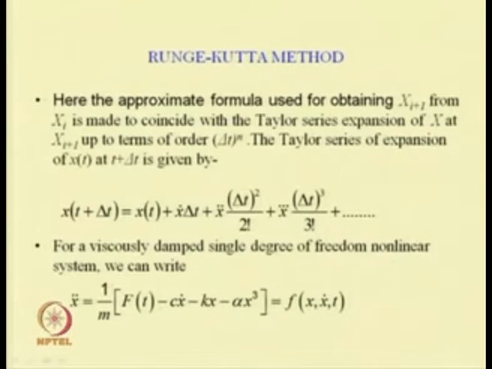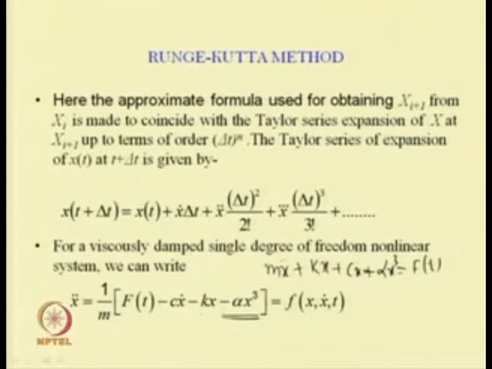So, let us take this example. For example, let us take the viscously damped single degree of freedom equation. We have taken this nonlinear equation here. Our original equation is in the form m x double dot plus c x dot plus k x plus alpha x cube equal to f(t). Now the acceleration term x double dot can be written in this form: 1 by m times f(t) minus c x dot minus k x minus alpha x cube.